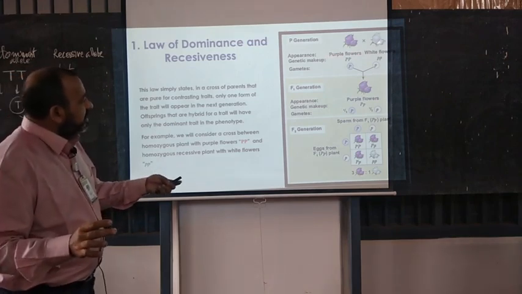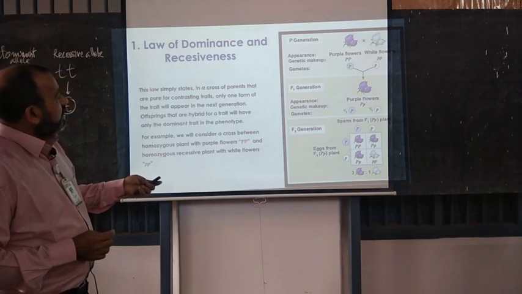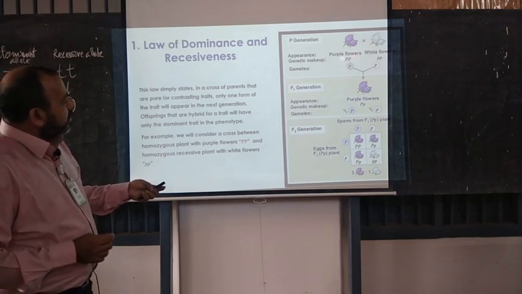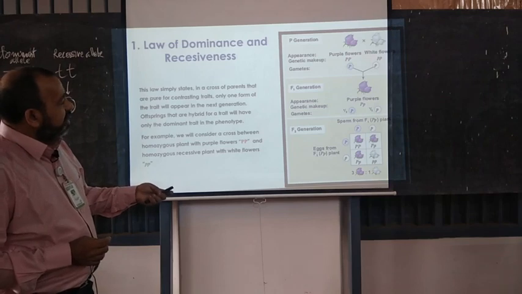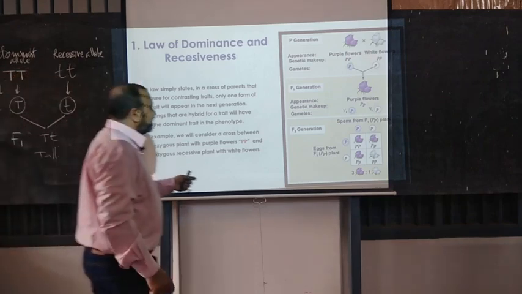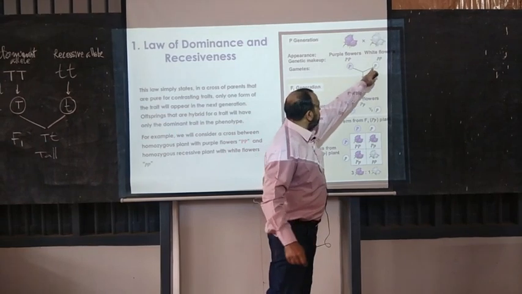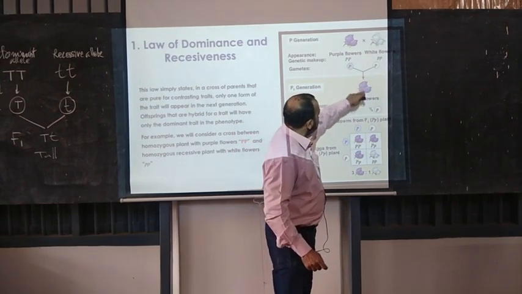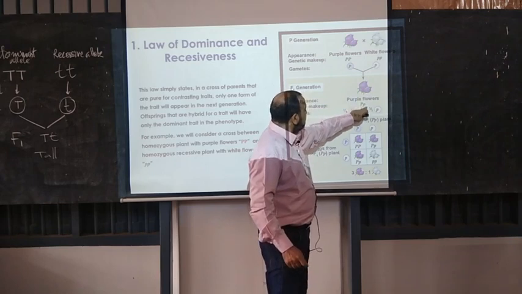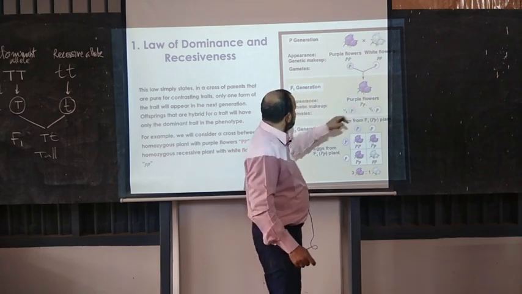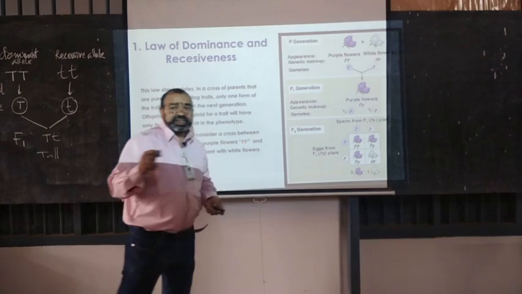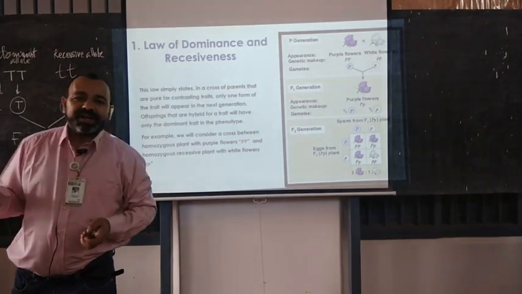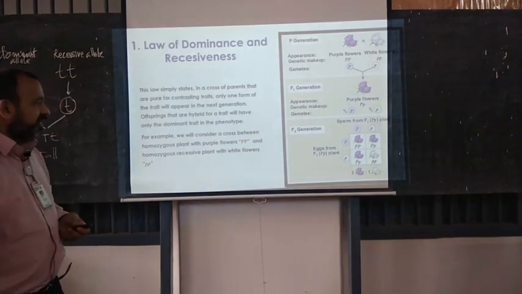Coming to the figure shown here, the flower color purple is represented by capital P, and small p for white flower, and the gametes are capital P and small p. The F1 generation is always purple in color with the genotype capital P small p, and its appearance is purple. So the dominant character is expressed.